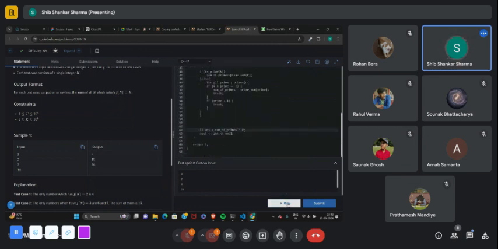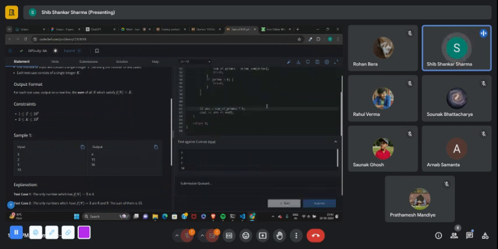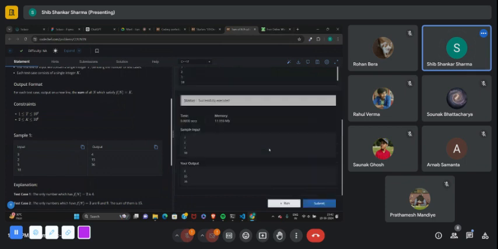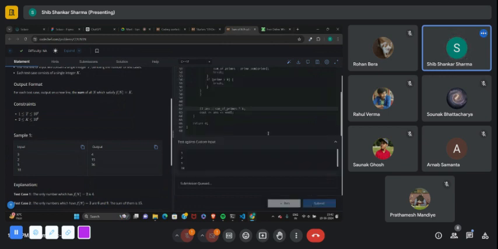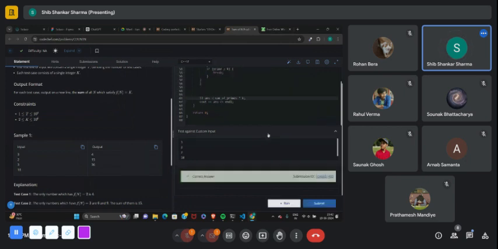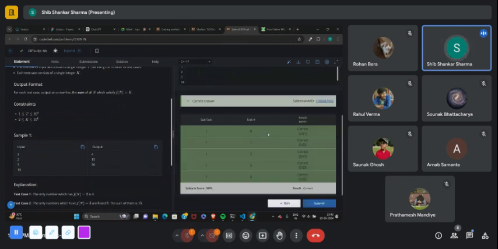So let us run this code. It's successfully executed, and now let us submit it. As you can see, this approach works.